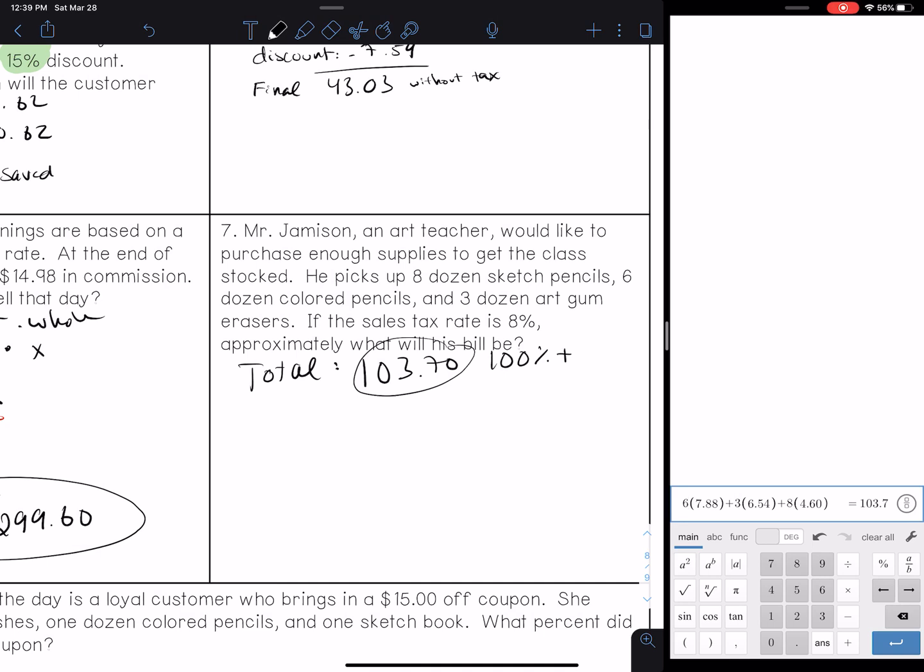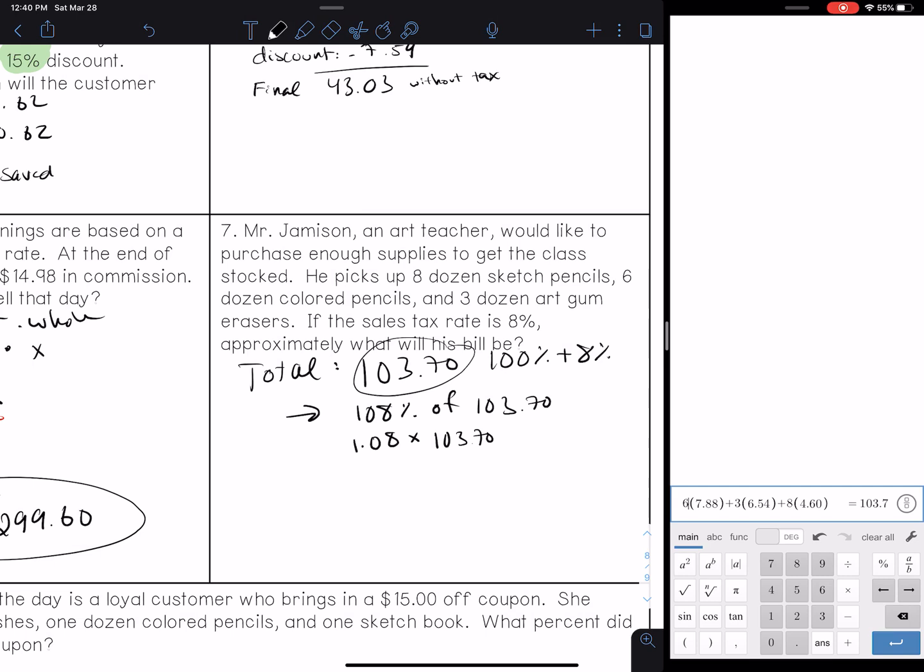And now I'm going to pay 8% more because that's how much the sales tax is. So how much percentage am I going to pay of that price? Well, this translates to me paying 108% of the whole $103.70. So, what does 108% mean? 1.08. What does the word "of" mean? That means multiply. What does $103.70 mean? $103.70.